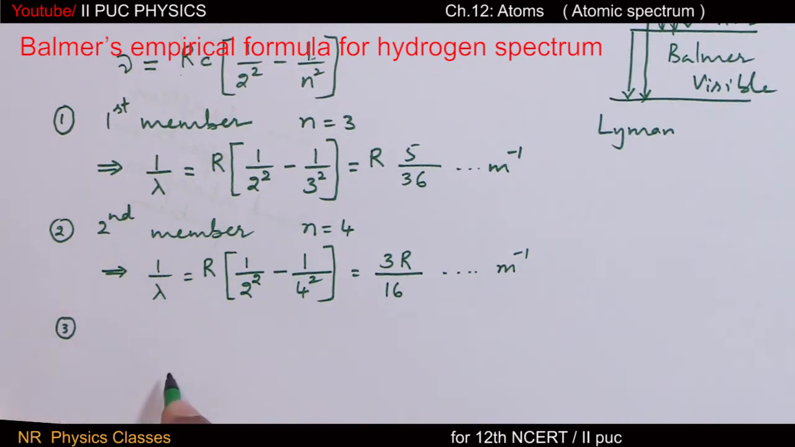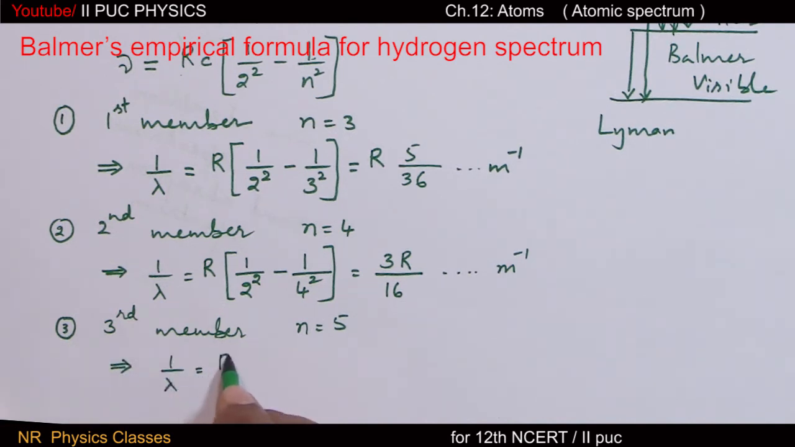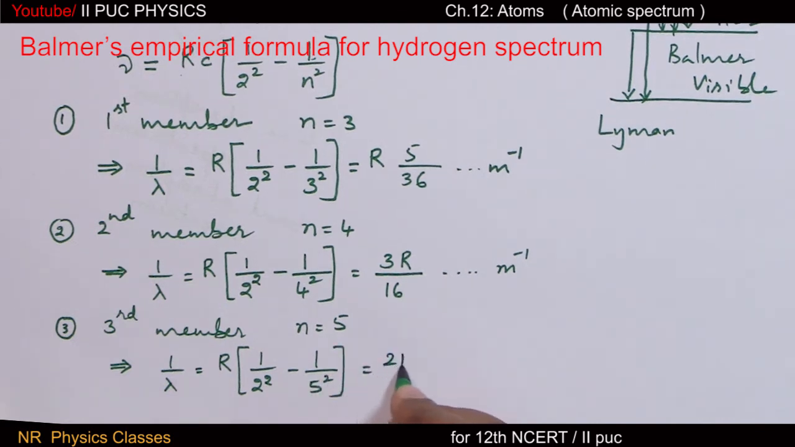Third, for the third member, n equal to 5. This implies that 1 by lambda, students try to calculate, guess the answer, 1 by 2 square minus 1 by 5 square. So it is 21 R by 100. So this is for the third member of Balmer series.